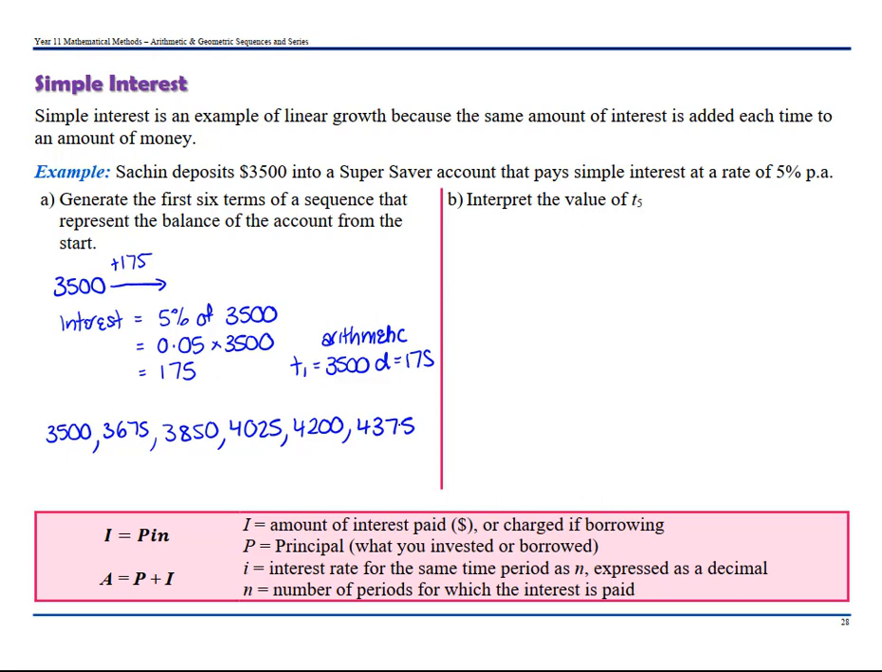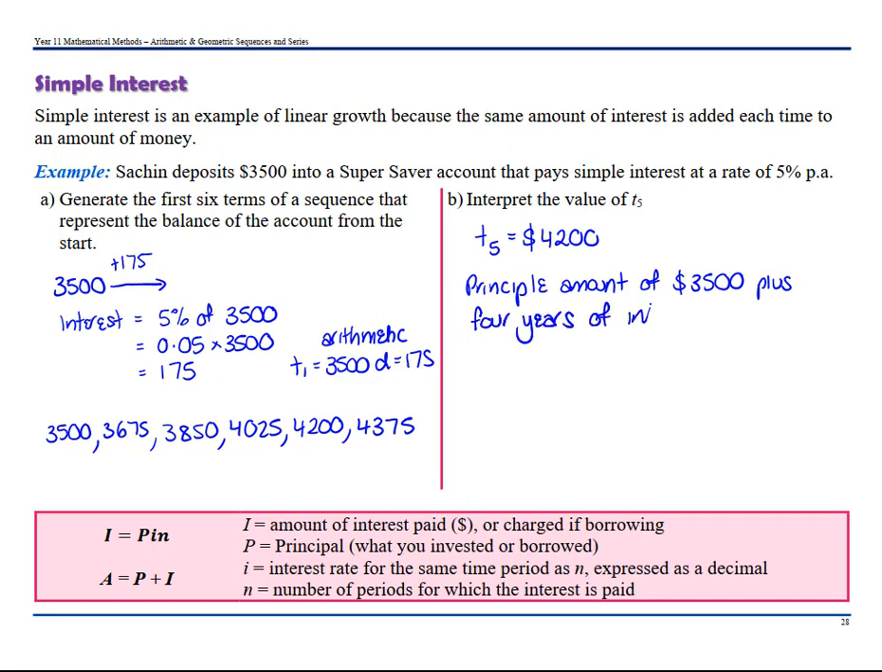Interpret the value of T5. Well, T5 is equal to 4,200. So it is the principal amount of 3,500 plus 4 years of interest, where we've got 4 times 175 equals $700.